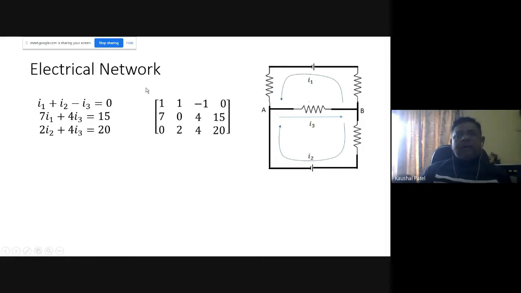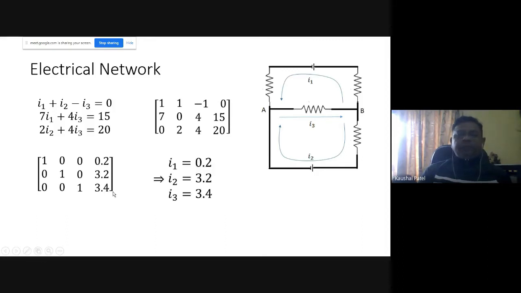Here we can make the matrix form of this, and using row reduction, we can convert it into the form 1 0 0 0.2, 0 1 0 3.2, 0 0 1 3.4. So we can get the current flow in each link. I1 is 0.2, and it flows from B to A. I2, in the lower circuit, flows from B to A at 3.2. I3 flows from A to B at 3.4.